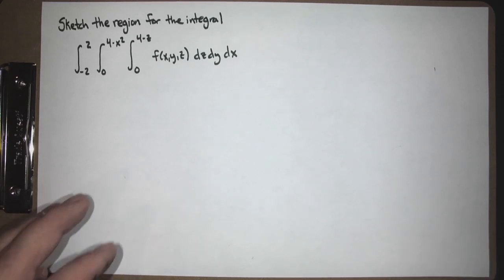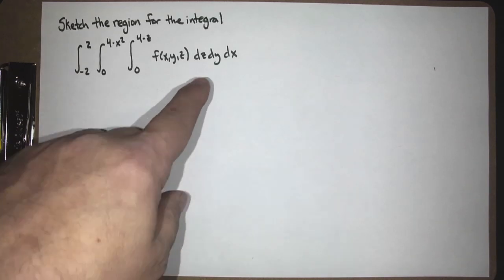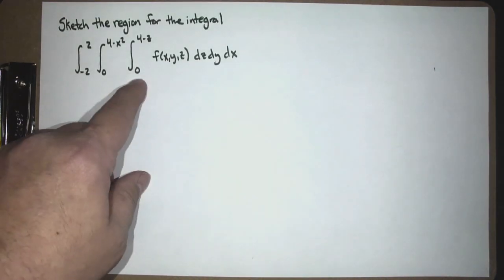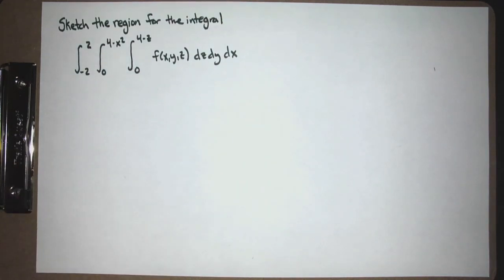Let's sketch the region for the integral. -2 to 2 for x, 0 to 4 minus x squared with respect to y, 0 to 4 minus z with respect to z, f of x, y, z. Now, we're not asking to find the integral because we can't. We don't know the function. But we can certainly sketch the region, or if you like, the solid that's associated with this integral. So, where do we begin?